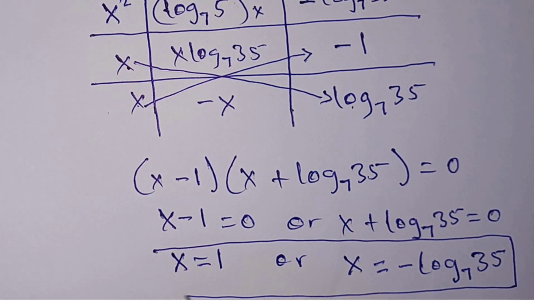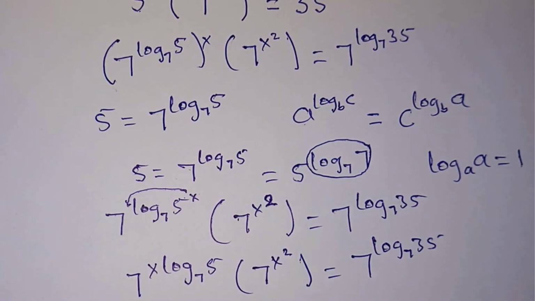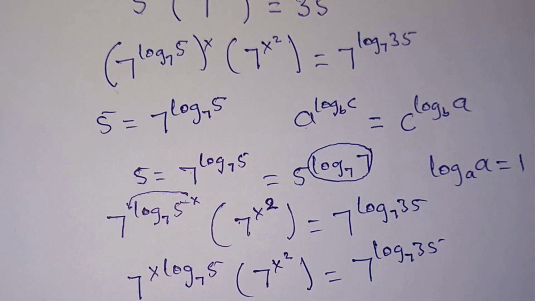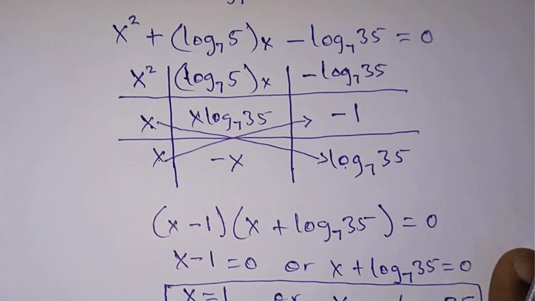You can trust me, if you put any of these solutions into the equation, we are going to get the final answer to be 35, right? So these are the procedures you can go through one by one.